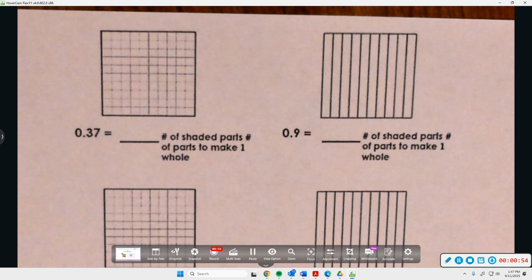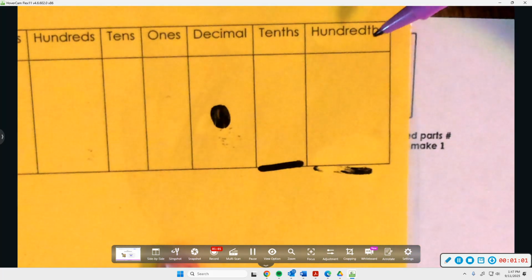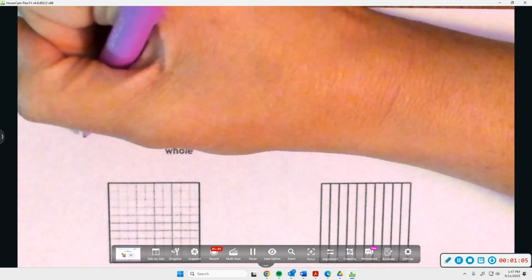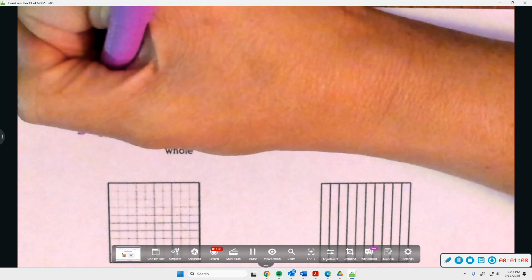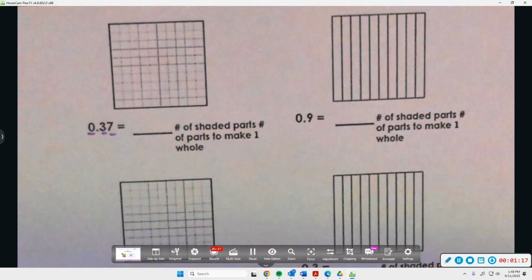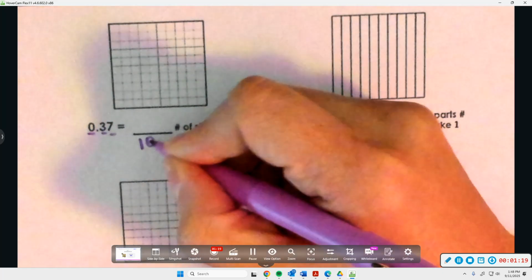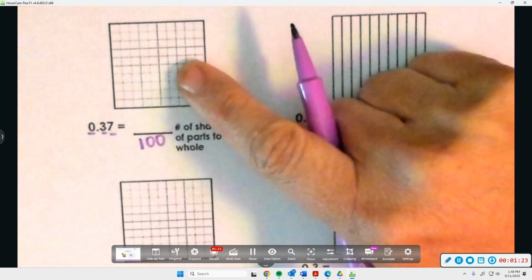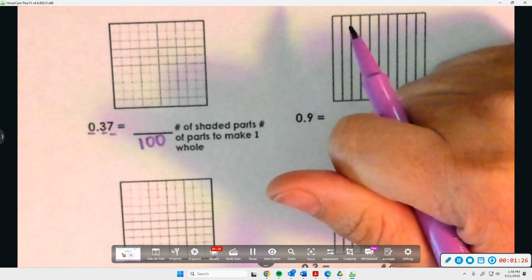37 hundredths. Okay. When I hear that a decimal ends in the hundredths place, what do you think that denominator might be for that fraction if it's going to the hundredths place? Drew? 100. So I know this fraction is going to be out of 100 because that's where the decimal goes.